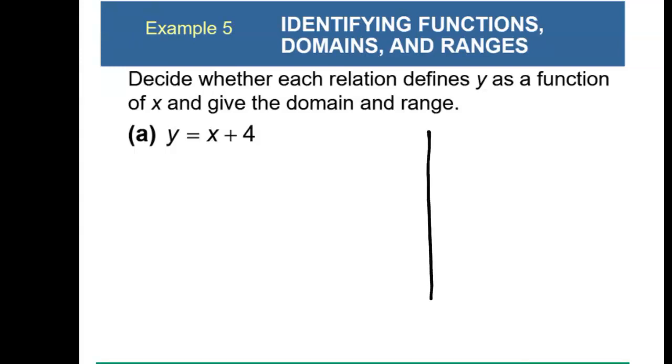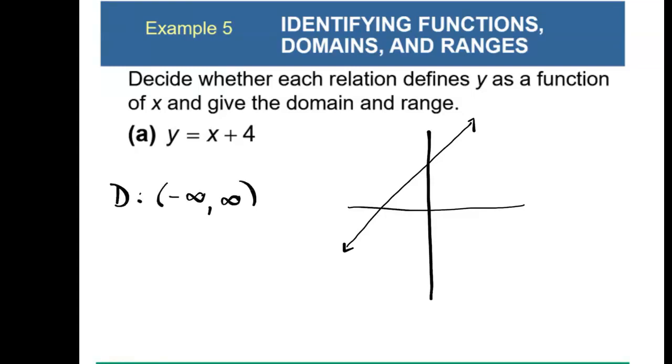So y equals x plus 4 is a line that has a y-intercept of (0, 4). And so we looked at an example of a line earlier. The domain is negative infinity to infinity. Same thing for the range. And this is a function by the vertical line test.